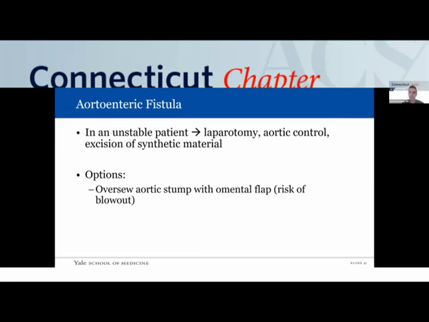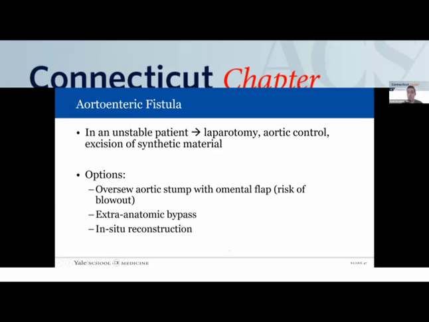The problem is that there's a risk of blowout. You can imagine that here you're getting 120 millimeters of mercury pressure at the end of an aortic stump that is diseased, that may have residual infection, and so this is typically not an ideal scenario. Sometimes you have to do it. Other options are extra-anatomic bypass, AX bifem or bilateral AX femoral bypasses, or in situ reconstruction.